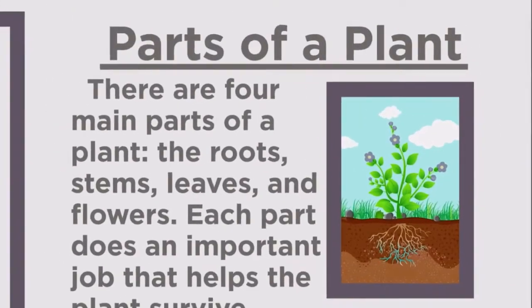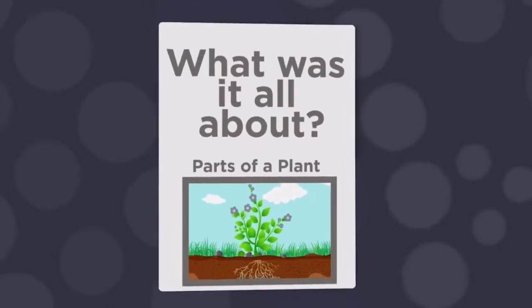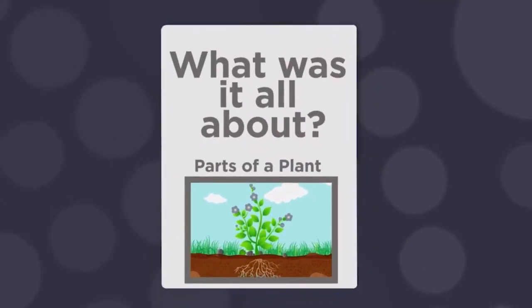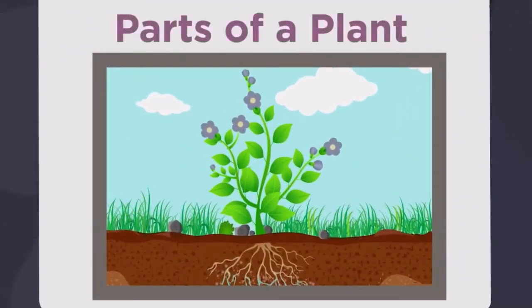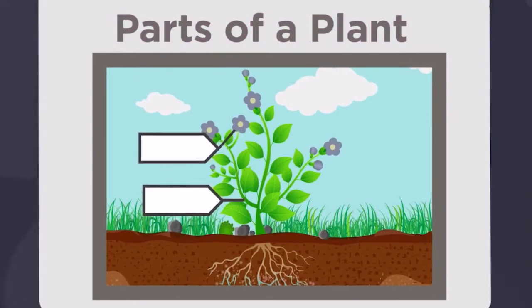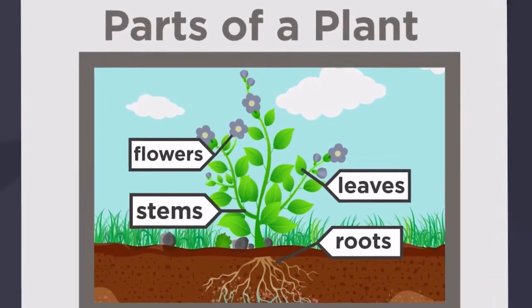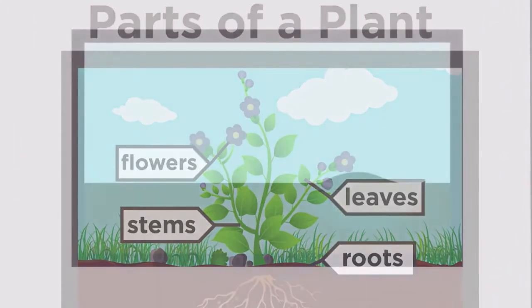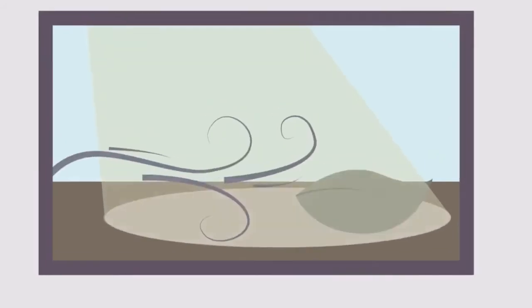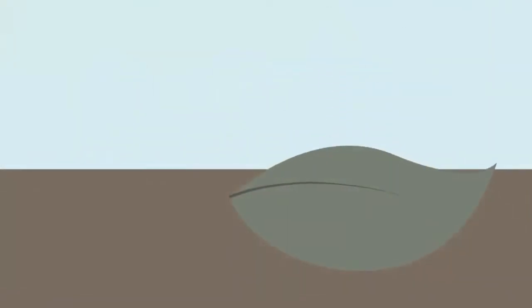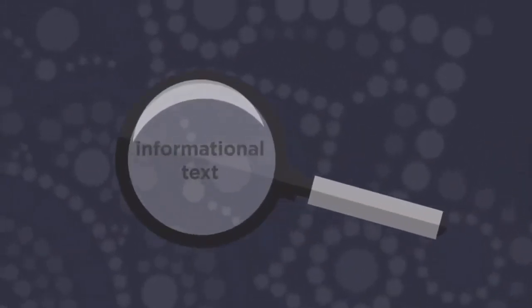Think about what you have just read. What was it all about? The topic or main idea of this informational text is parts of a plant. Looking at the title is a good way to get a clue about the main idea. What are the 4 parts of the plant that we described in the text? The 4 parts are the roots, the stems, leaves and flowers. Do you remember that each part of the plant has an important job? What job do the leaves of the plant have? The leaves take in sunlight and air. They also make food for the plant.